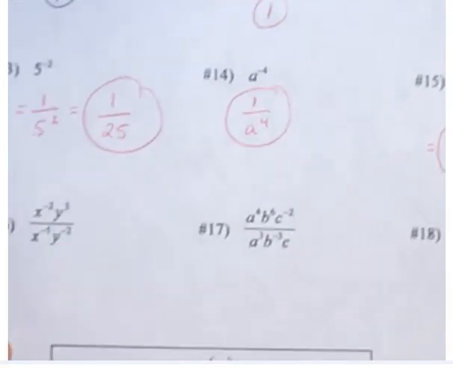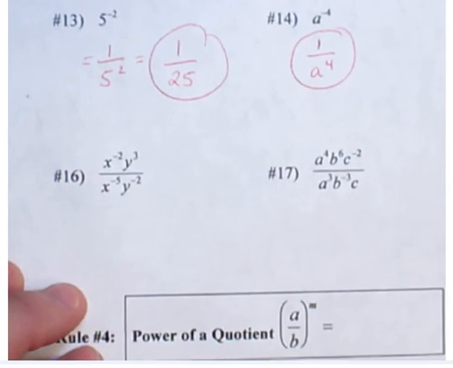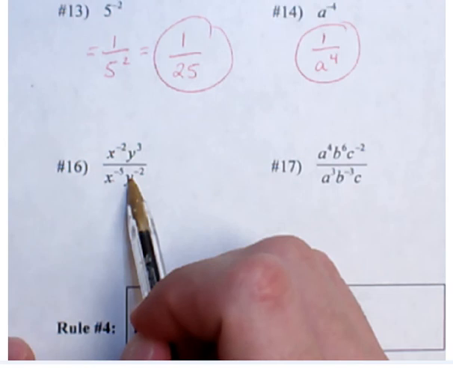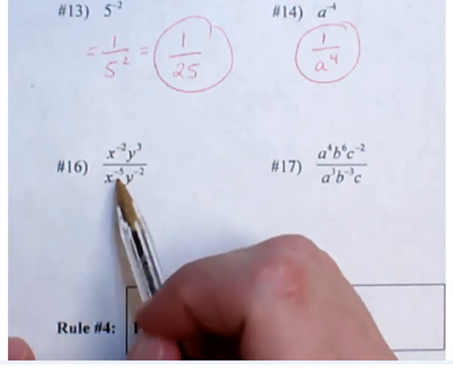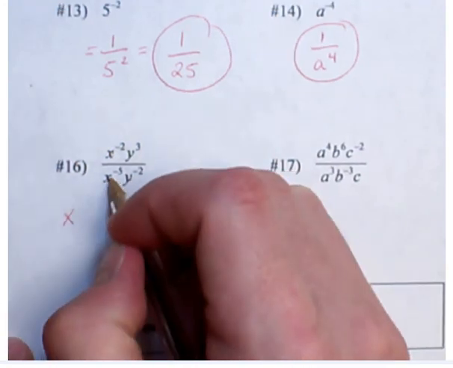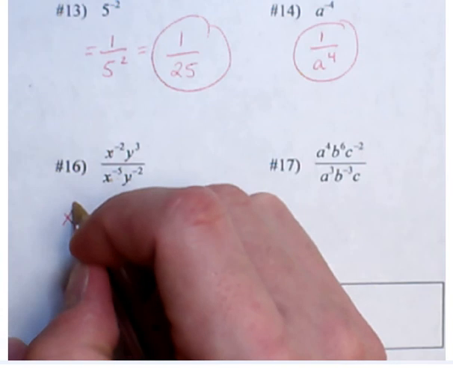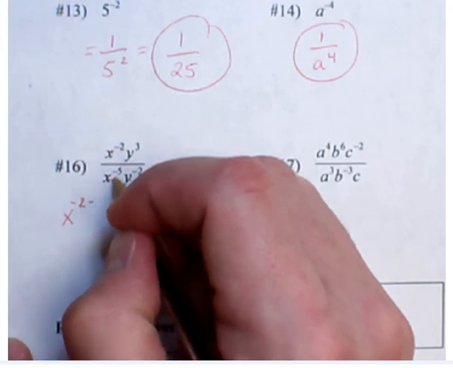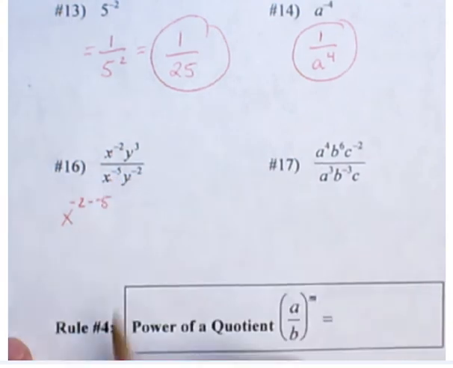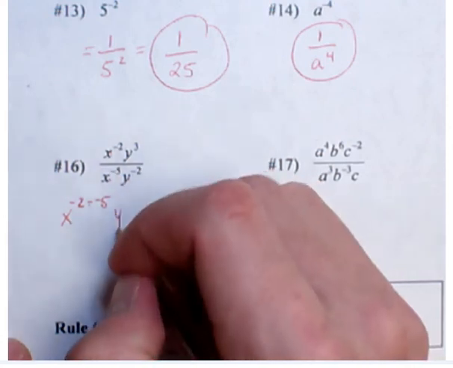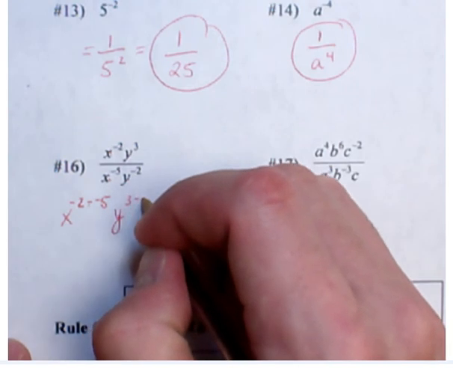Let's look at 16. Now there are several ways that you can do this, but here's the way that I like to think about it. When you divide variables, what do you do with the exponents? You subtract them. So I'm going to do x to the negative 2 divided by x to the negative 5. So I keep the base, I subtract my exponents. Now that's negative 2 minus negative 5. Notice that I'm subtracting a negative. So it's minus minus. And then this is y, 3 minus negative 2.